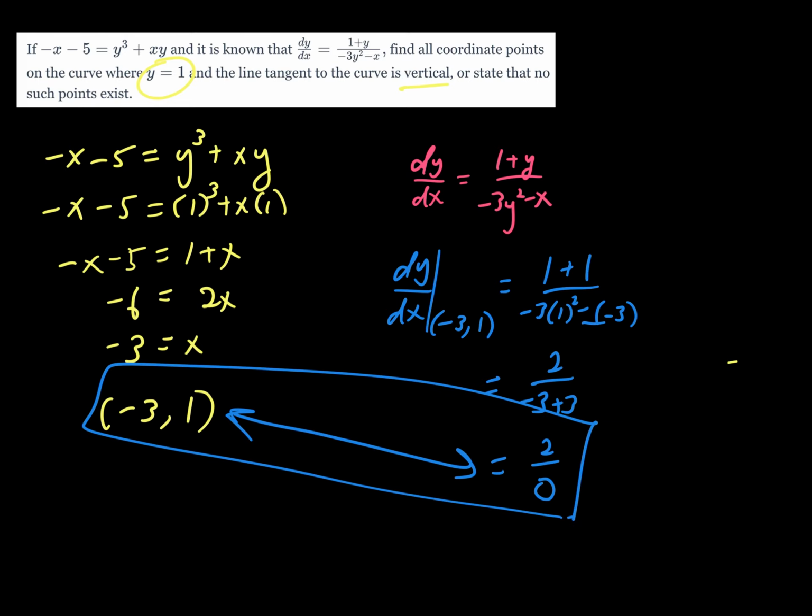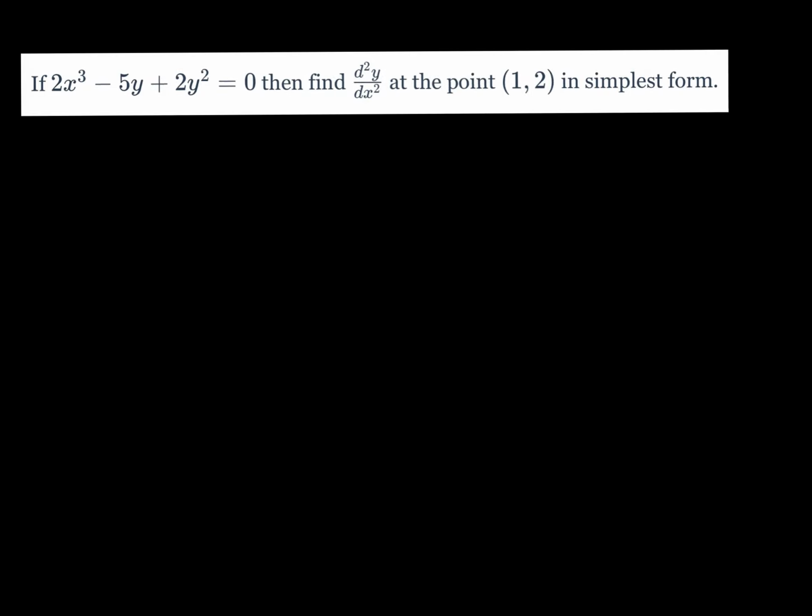So we have 1 point when y is 1 and the slope is vertical. It's undefined. Now for a similar type of problem with a little twist. Not only is this one asking us to evaluate at an xy point, 1, 2, but please be mindful of what they're asking us. We're not just finding the derivative, we're finding the second derivative. So be mindful of what they're asking.